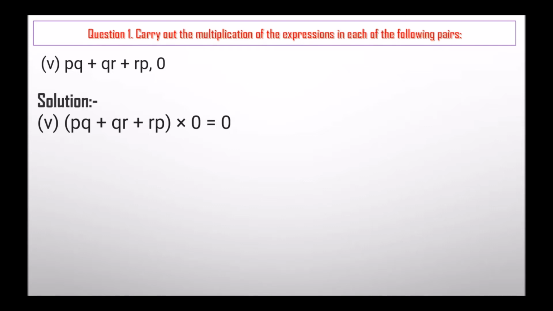pq plus qr plus rp and 0. Any number which we multiply with 0, the answer will be 0. So if you are multiplying this whole expression with 0, the answer will be 0 only.